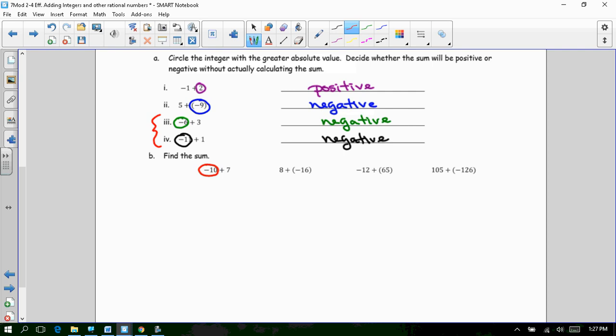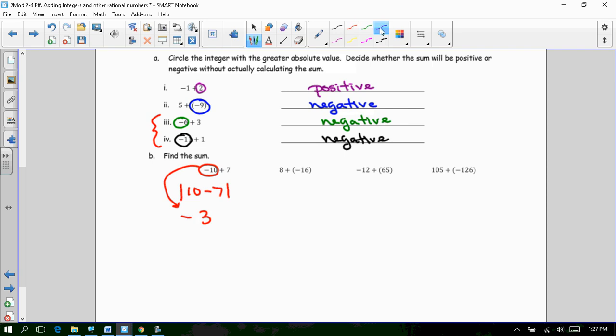Now, what the directions say at the top of the page, in that rule that we put a star by, right, it says take the absolute value and subtract 10 minus 7. We're going to subtract those. 10 minus 7 is how much? That's 3. And take the sign of the bigger number, negative.